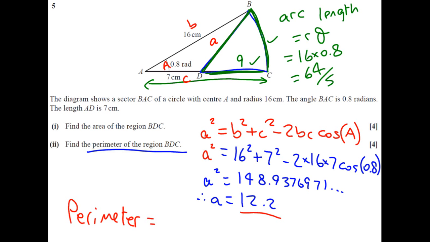Perimeter, you're going to add them all up. 12.2 plus 64 over 5 plus 9. Okay, 64 over 5, just doing this on my calculator. 34.004. So we might as well say 34 to 2 decimal places, or whatever you want to say. Okay, 3 significant figures, doesn't really matter. So 34, and it is centimeters. Okay, that's question 5 done.